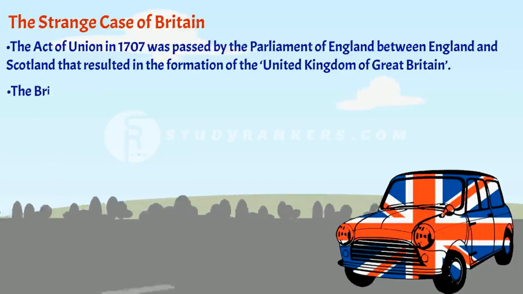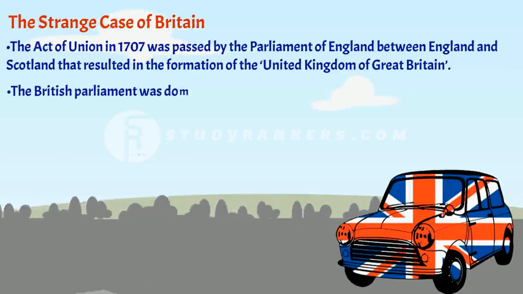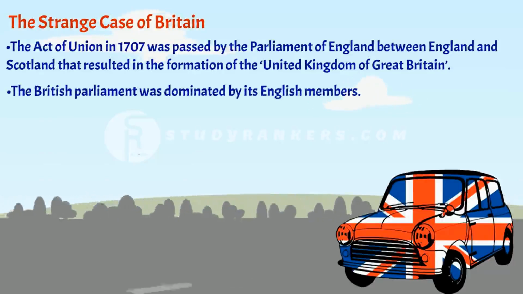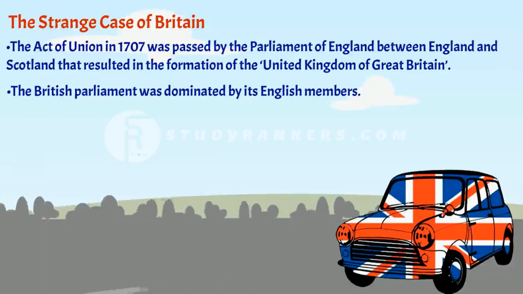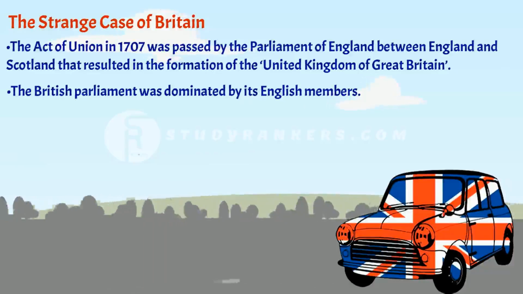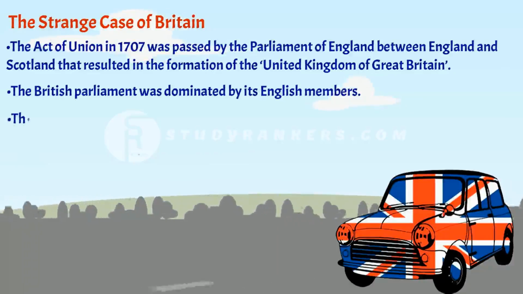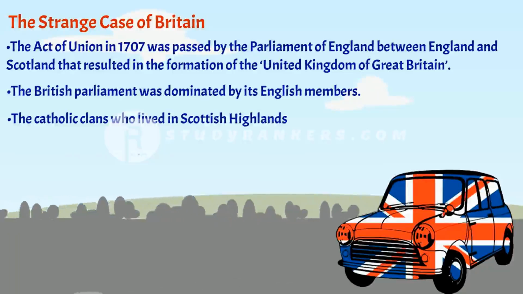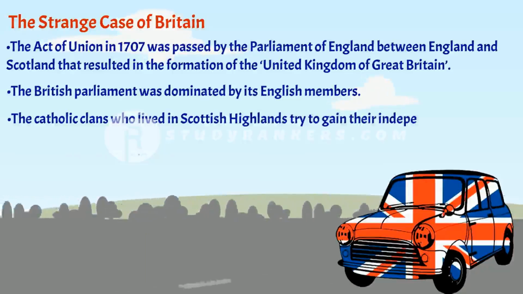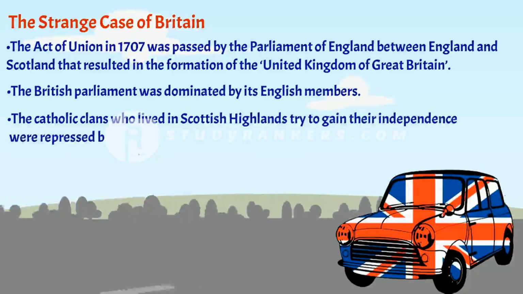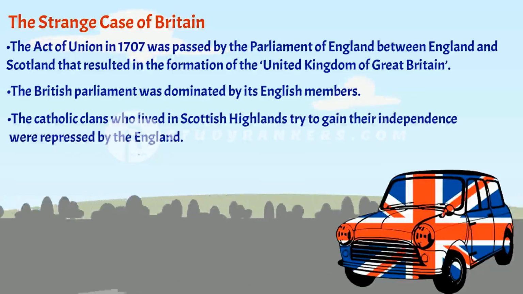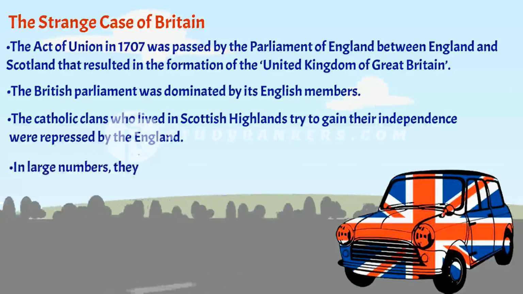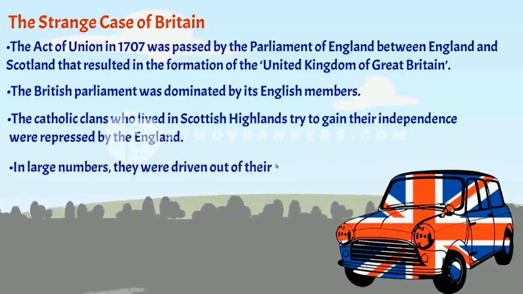This act meant that England was able to impose its influence on Scotland. Now, the British Parliament was dominated by its English members, and this growth in British identity meant that the culture of Scotland and its political institutions were systematically suppressed. The Catholic clans who lived in the Scottish Highlands, whenever they tried to gain their independence, were repressed by England. They were forbidden to speak their Gaelic language or wear their national dress. In large numbers, they were driven out of their homeland forcefully.